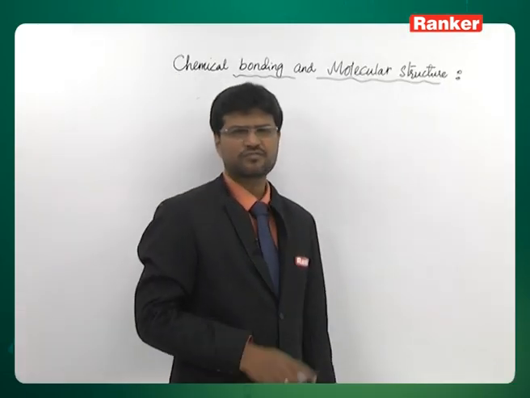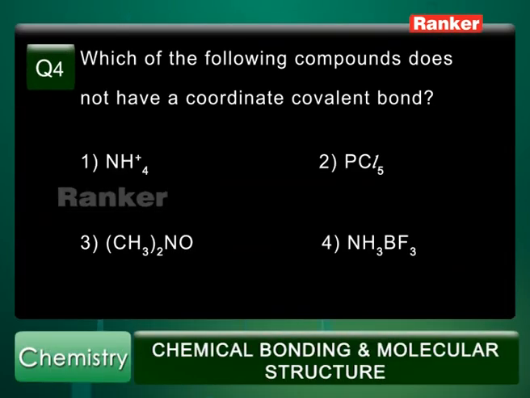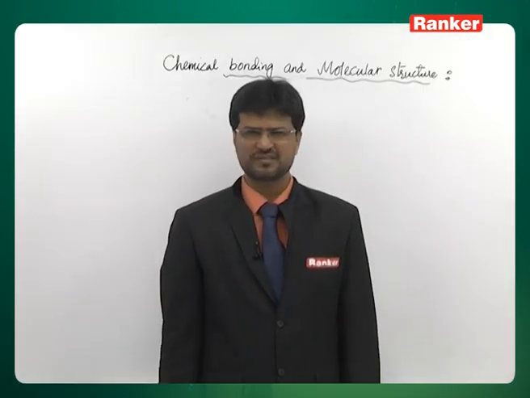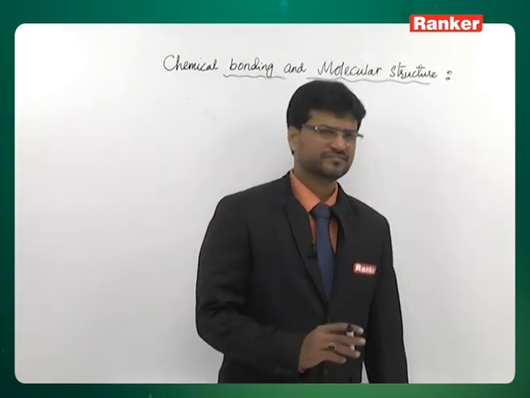Now, question number 4. Which of the following compounds does not have a coordinate covalent bond? The options are NH4 plus, PCl5, CH3 taken twice NO and NH3 BF3. And the answer for this question is option 2, that is PCl5. Let us try to find out.